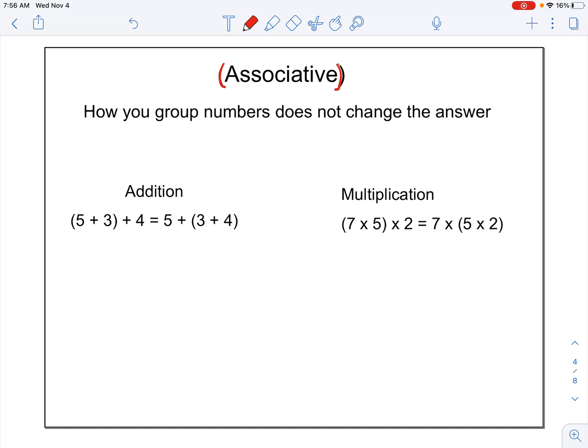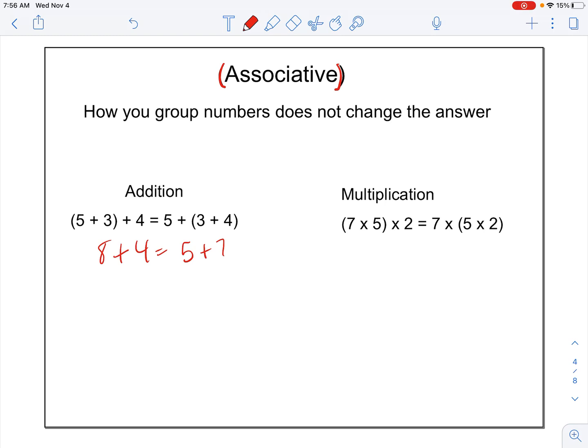So you'll notice in this first one, I have 5 plus 3 in parentheses plus 4. And then I have 5 plus, and then 3 plus 4 are now inside parentheses. So the order didn't change. It's still 5 plus 3 plus 4, but just the grouping has changed. So you can see that here I'm going to get 8 plus 4 is 12 on this side. And I come over here, now I have 5 plus 7. I still get 12.